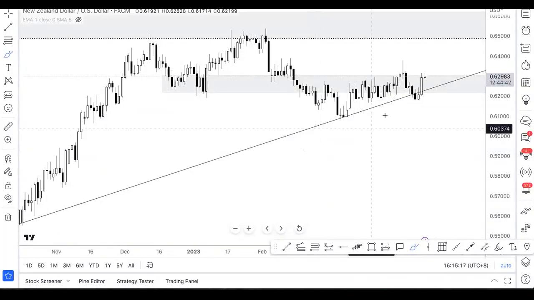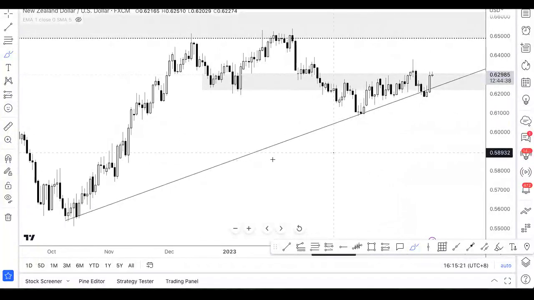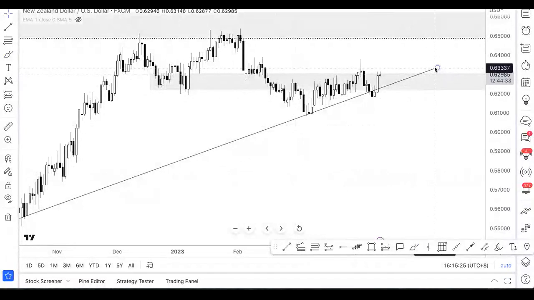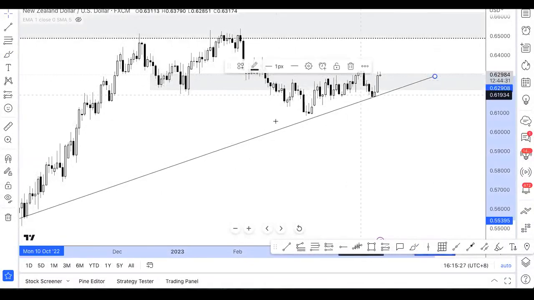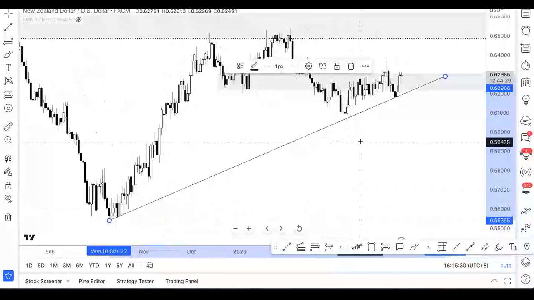So on the daily, you can see that this is currently what's happening. Price came into this zone. I'll probably have to adjust the trend line slightly on the daily so that the trend line just cuts the tip, but not the body of the candles. Okay, so this is the picture that we have on the daily.